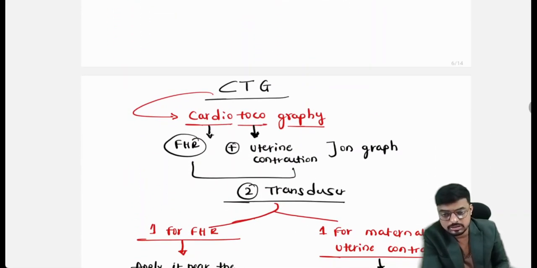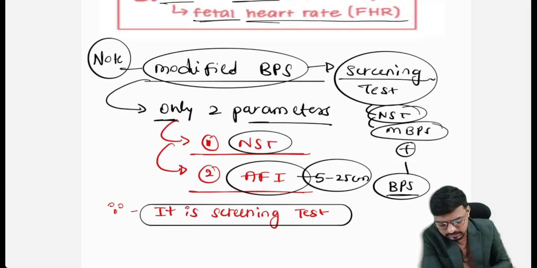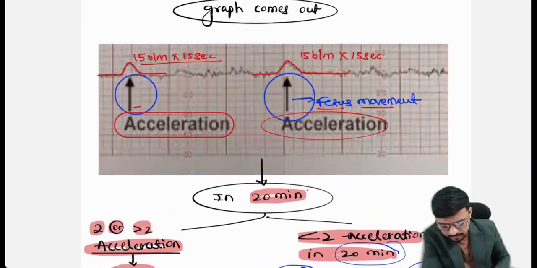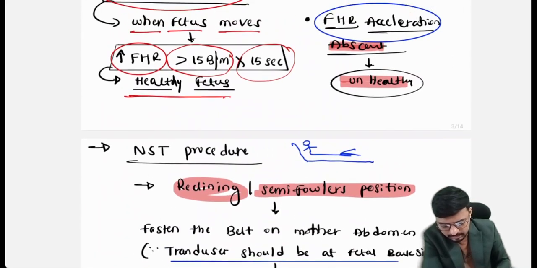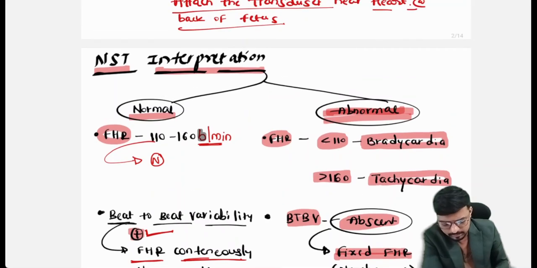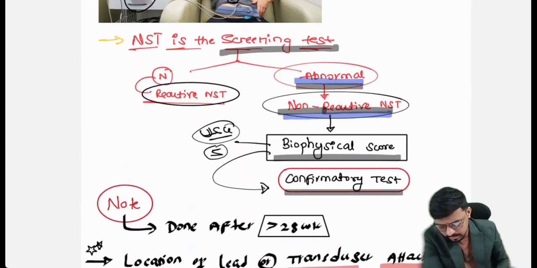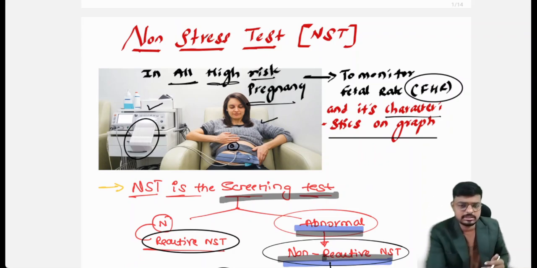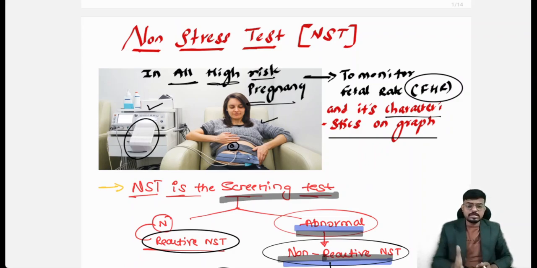So this is what we have studied regarding the NST. Very important, quickly revise the NST and the biophysical scoring. I am giving a quick revision of the NST again here, so if you have any doubts, they will get cleared. When will we do the NST? After 28 weeks. To whom will we do it? To all high risk pregnancies.